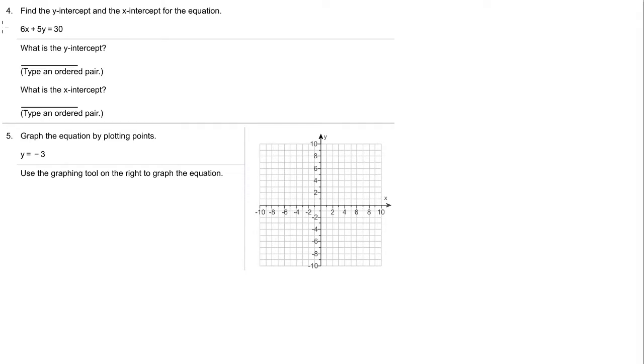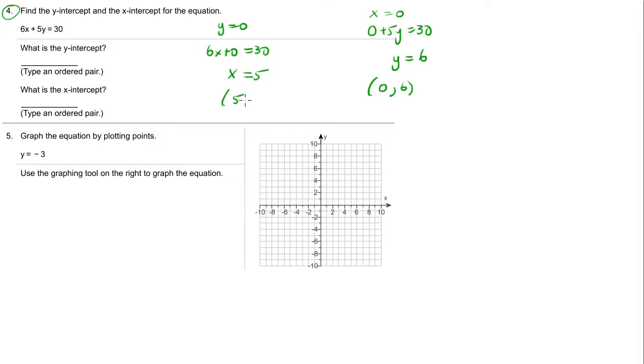Find the x-intercept and the y-intercept. When x is equal to 0, we get 0 plus 5y is equal to 30. Y is equal to 6. So that's 0, 6. When y is equal to 0, we get 6x plus 0 is equal to 30. X is equal to 5, so that's 5, 0. So the y-intercept, the one where y is a number, is 0, 6. The x-intercept is 5, 0. Great.